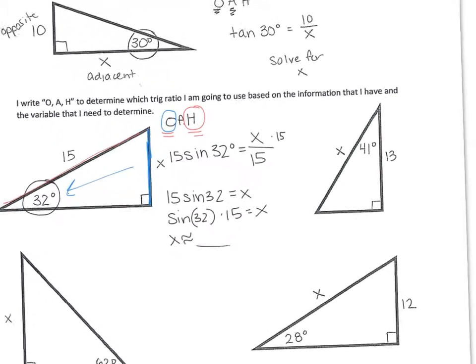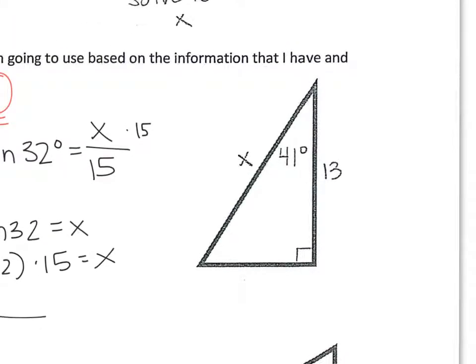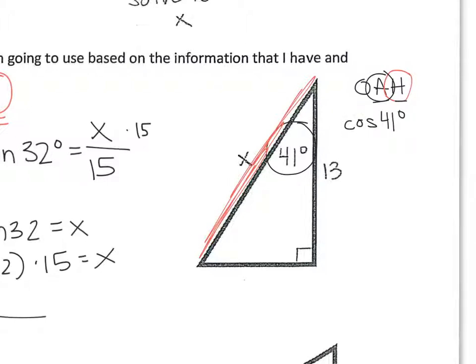So the second one over here, again, I'm going to write OAH. This time I'm given a 41-degree angle, and I want to know X. So X is the hypotenuse, so I'm going to circle that. And I'm also given this side, which is the adjacent. So the trig function that uses the A and the H is cosine. So I write cosine of 41 degrees equals adjacent, which is 13 divided by hypotenuse, which is X.